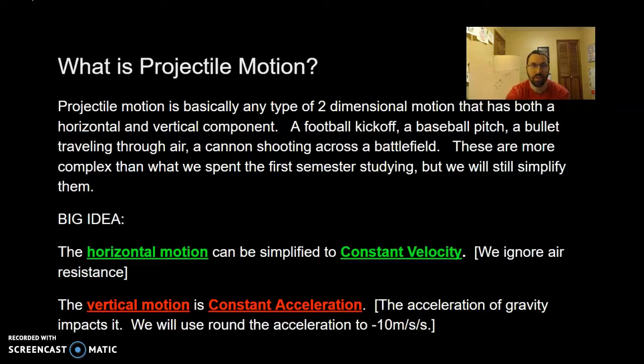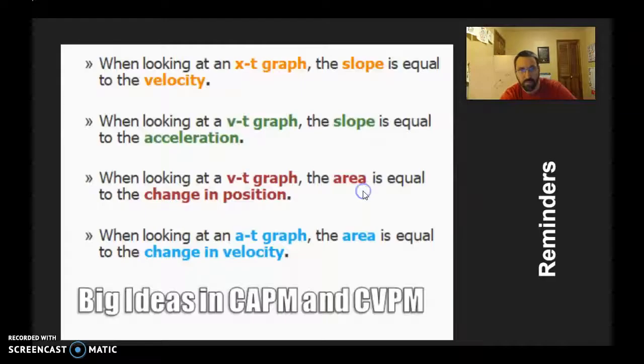The big idea in this is that the horizontal motion will always be simplified down to constant velocity because we ignore air resistance. So as something travels horizontally, it will always have the same horizontal velocity. The vertical motion, however, will have a constant acceleration. The constant acceleration for the vertical part is based on gravity, and we're going to use the acceleration of gravity to be negative 10 meters per second squared.